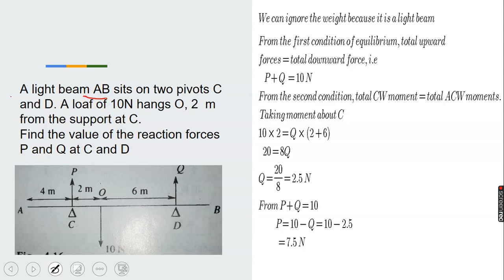Example 2. A light beam AB sits on two supports at C and D. These are the supports at C and D. A load of 10 Newton hangs 2 meters from the support at C. Find the values of the reaction forces P and Q at C and D. Now, since the beam is light, we may ignore the weight of the beam. Now, look at the diagram here.